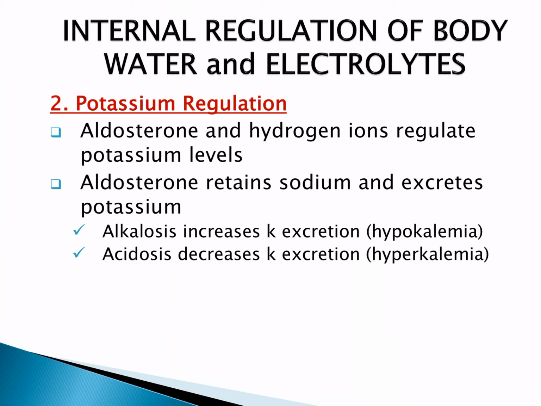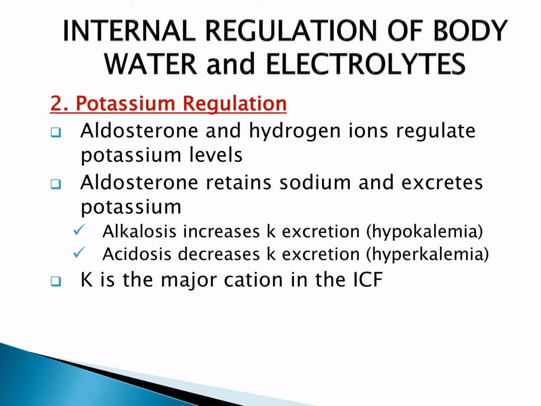If you have decreased potassium, it is hypokalemia. When we say hypo, that means low. Okay? When we say kale, it means potassium. Emia means blood. Okay? In reference to your blood. So when we say decreased potassium in the blood, it means you are experiencing hypokalemia. Okay? We also have acidosis, which decreases sodium excretion, hyperkalemia.